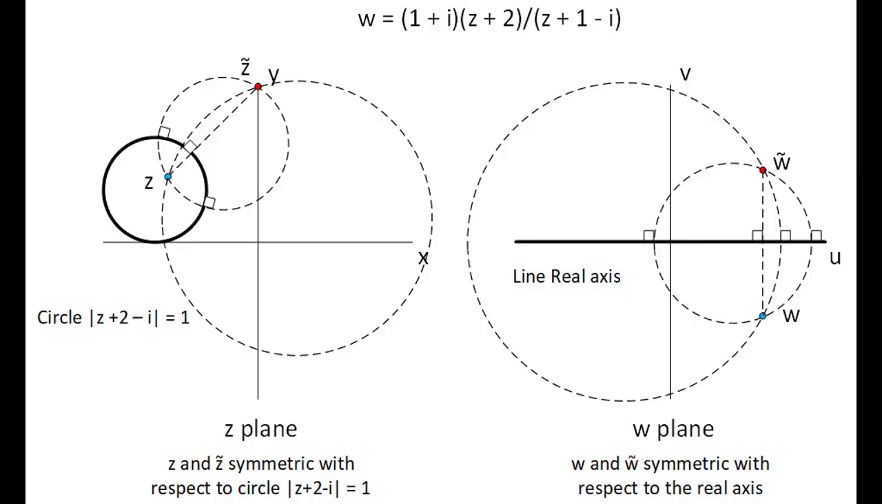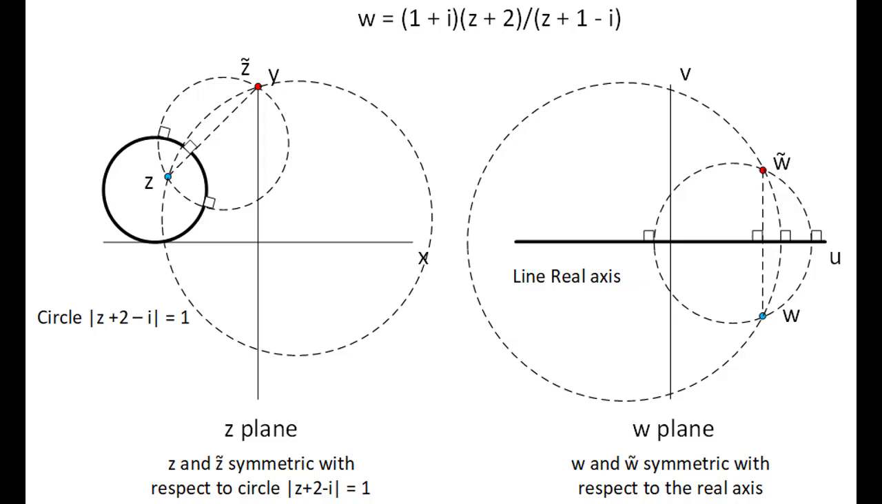The contour is a circle described by the equation absolute value of z plus 2 minus i is equal to 1. We select the point x equals minus 1.75, y equals 1.25, and calculate the symmetric point to be at x equals 0, y equals 3. The dashed line and circles that pass through both symmetric points illustrate that they intersect the contour perpendicularly. The transformation w equals (1 plus i)(z plus 2) over (z plus 1 minus i) maps the circle to the real axis.